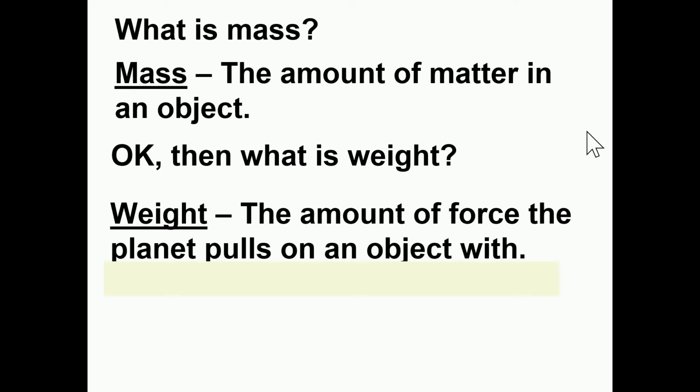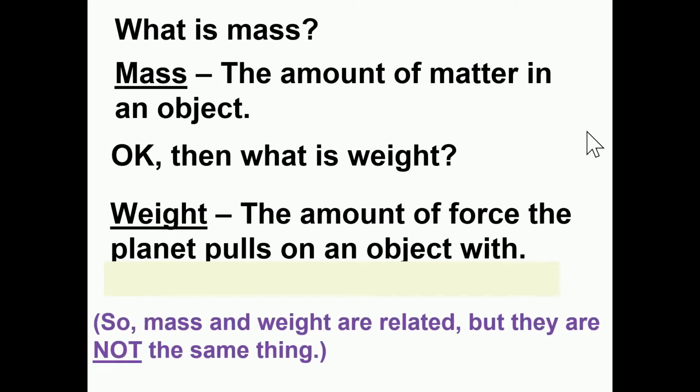If you were to be teleported to the moon somehow, your mass would not change. The amount of matter in your body would not be any different. However, your weight would change. Your weight on the moon would be about 1/6 of what it is on Earth. So, the fact that I can change one of these without changing the other means that these two fundamentally are not the same thing. So, mass and weight are related, but they are not the same thing.